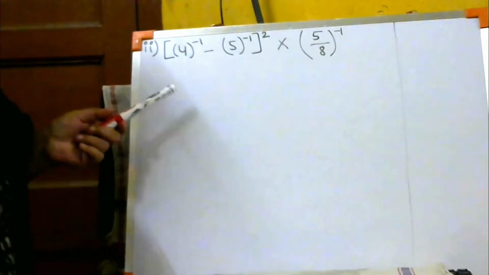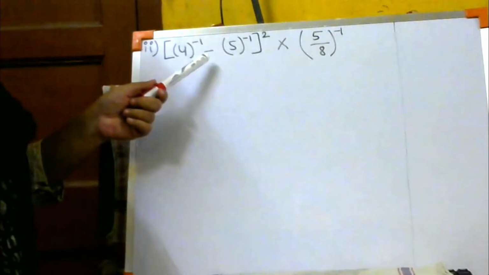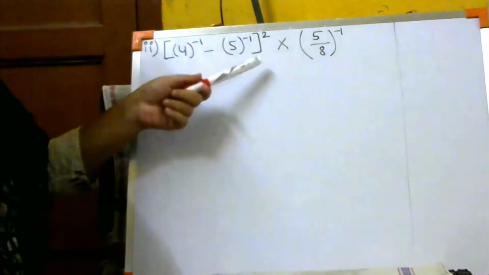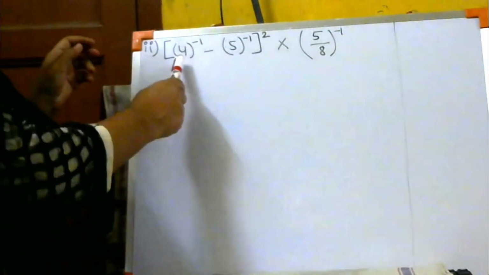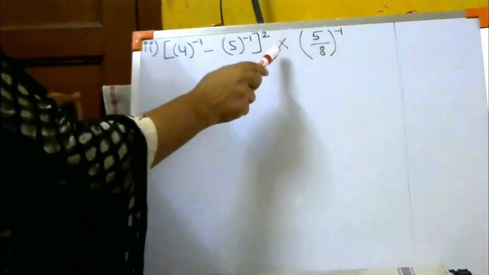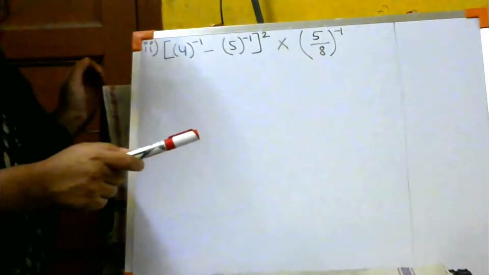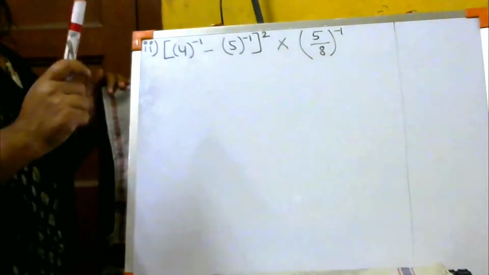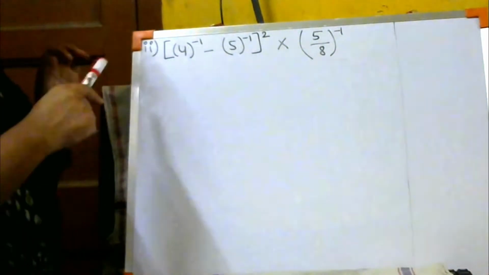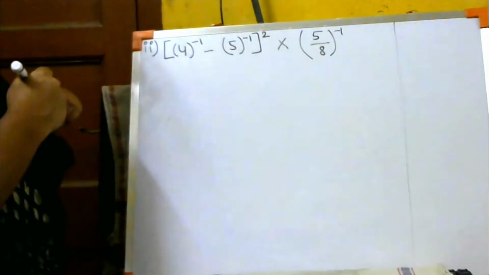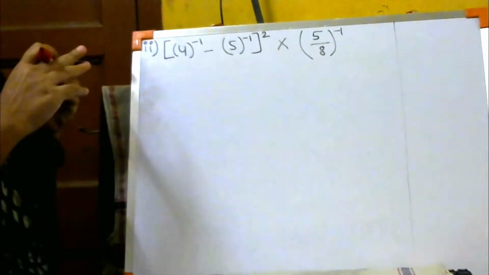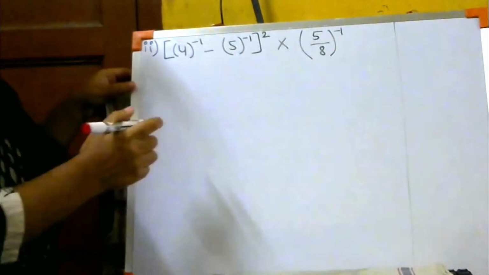See the sum in your book. 4 to the power minus 1 minus 5 to the power minus 1 whole square. They both are in one bracket, whole square, into 5 by 8 to the power minus 1. Okay? Same thing you are going to do over here. Apply the laws of exponents. The first law of exponents, a to the power minus n is equals to 1 by a to the power n. So how you are going to solve this sum?